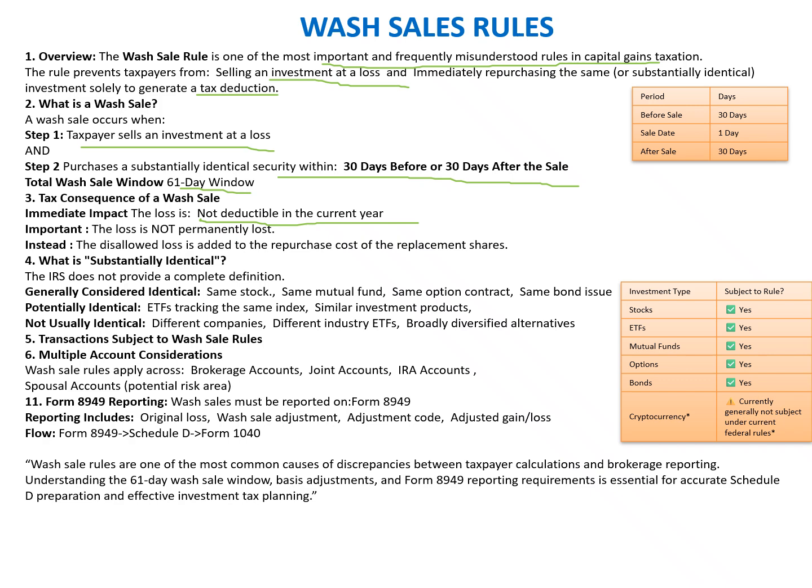The disallowed loss is added to the repurchase cost of the replacement shares. So whenever replacement shares are purchased, the loss is added to the cost, so that the taxpayer will have an inflated cost basis.